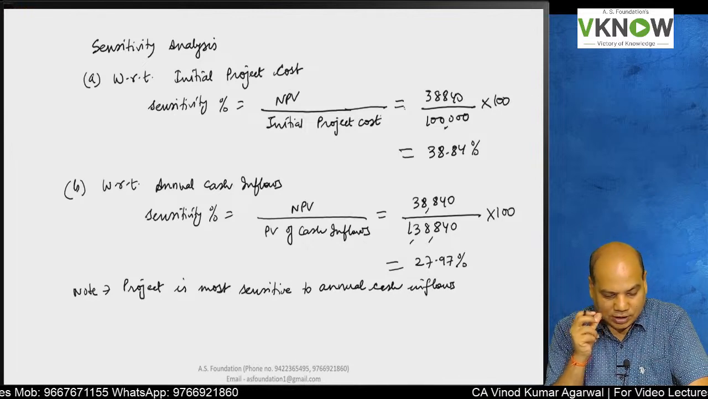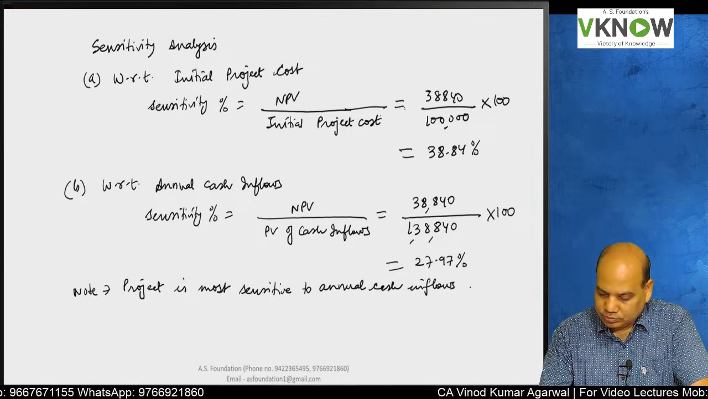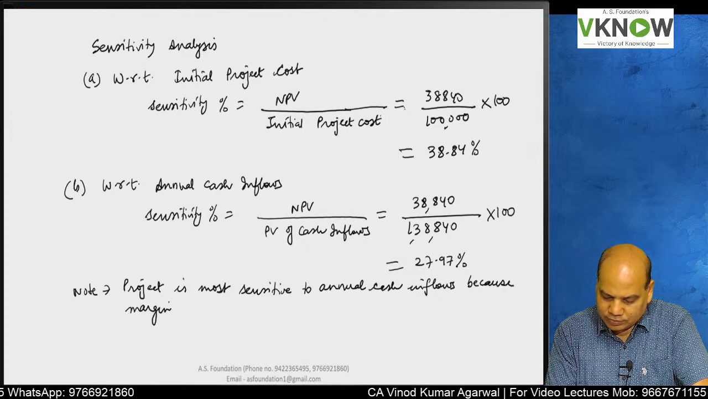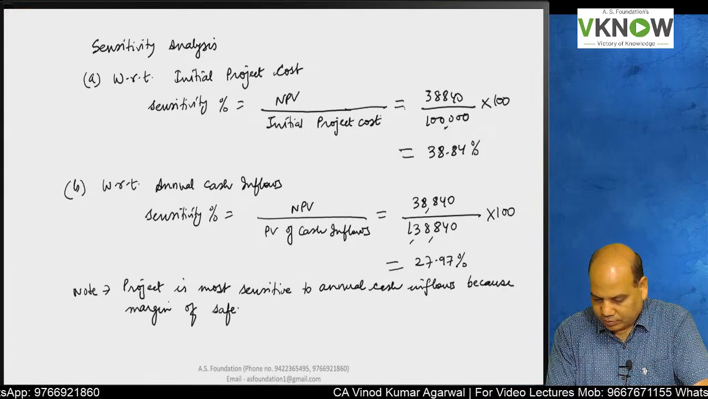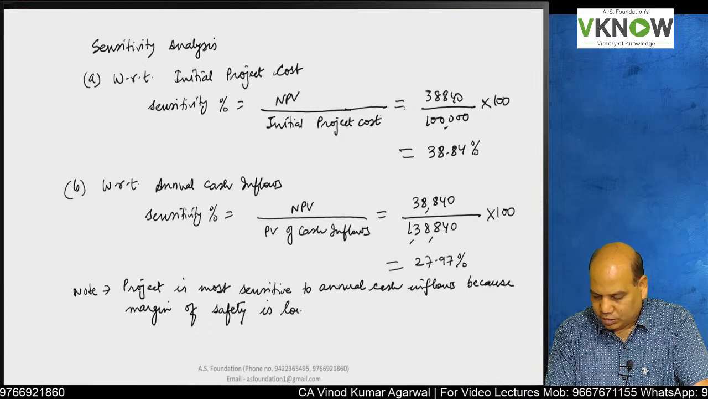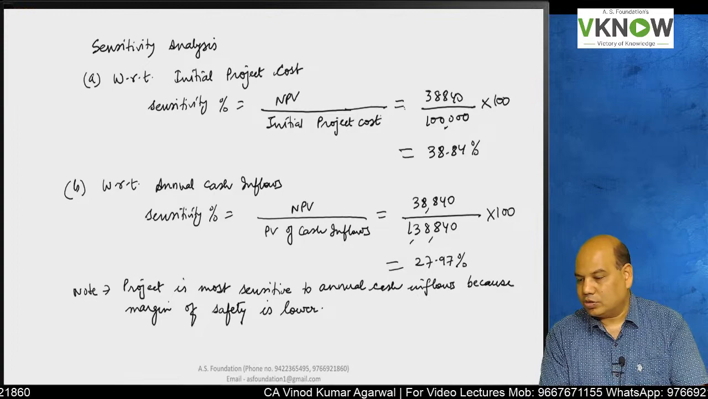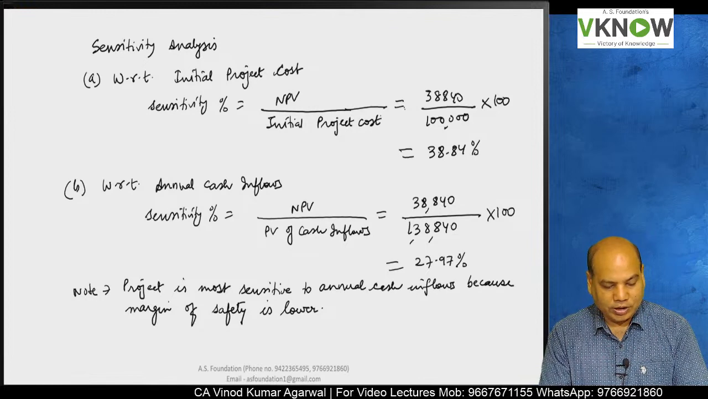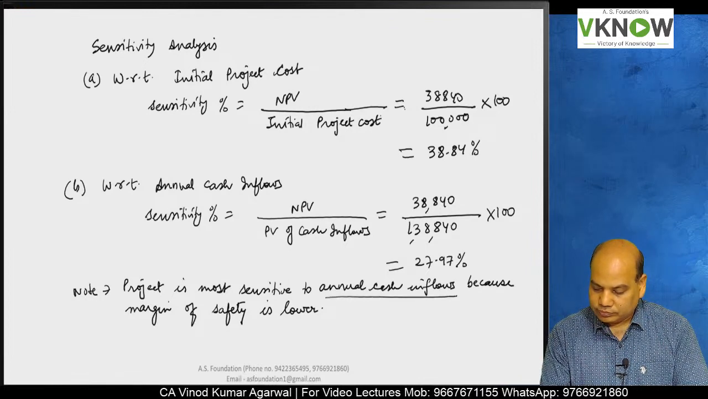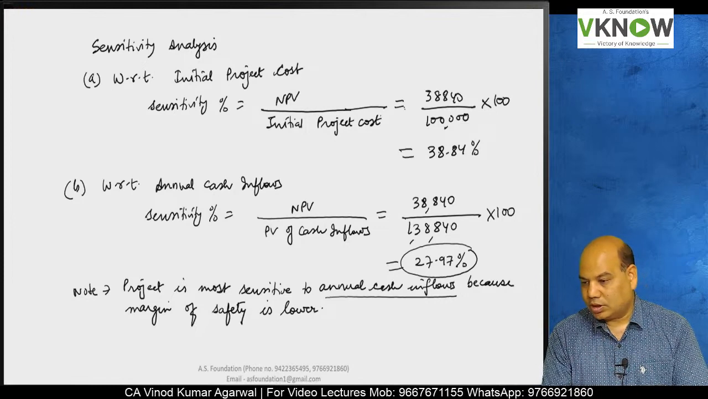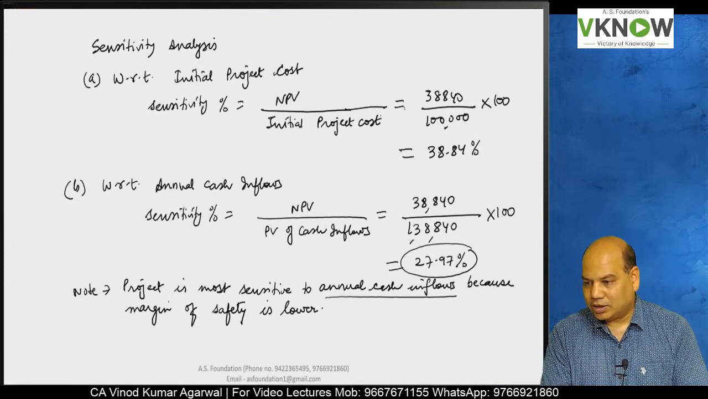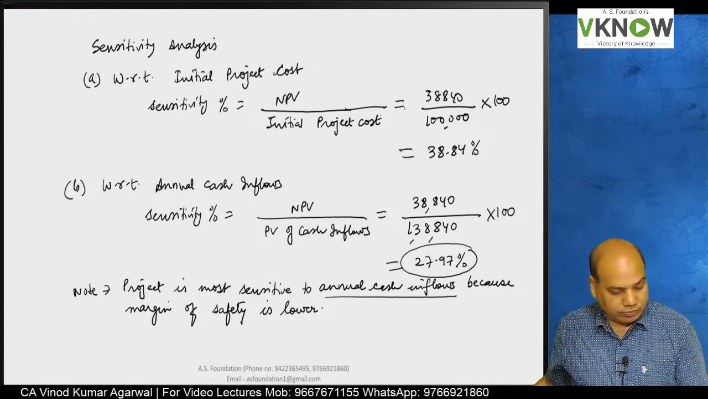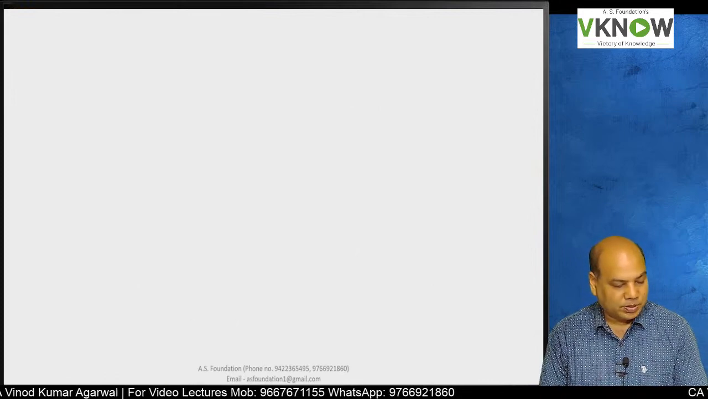Most sensitive to annual cash inflow, because margin of safety is lower. Right? All of you are right, those who have replied cash flow. Relatively, annual cash flow will impact the project more because we have less margin of safety. So that was a simple question. We can expect such basic questions in the exam.